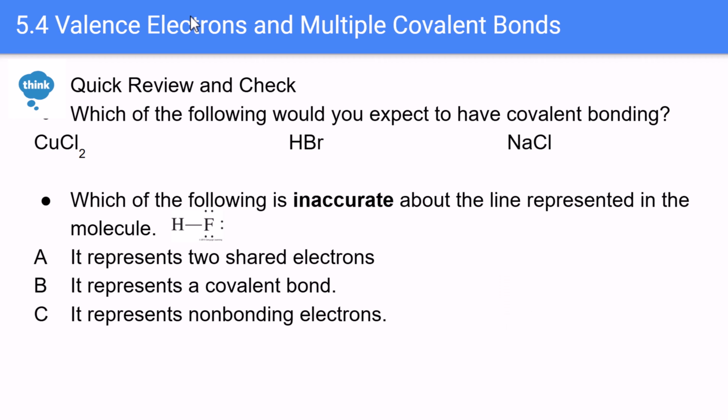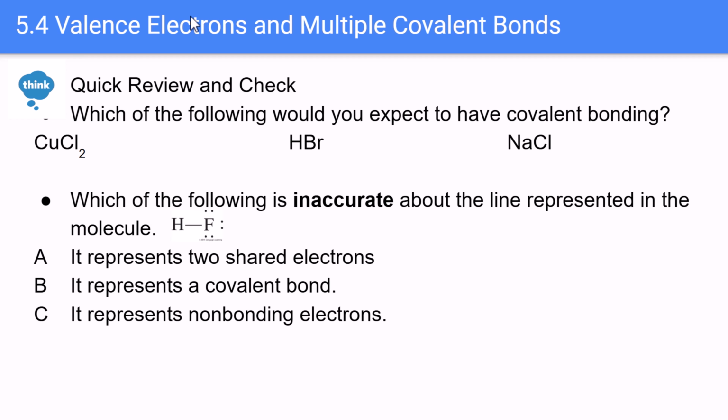All right, so looking at the first question here, it says, which of the following would you expect to have covalent bonding? Remember that covalent bonding exists between 2 nonmetals. So I would expect HBr to be what is covalently bonded here. And then it also asks which of the following is inaccurate about the line represented. And the first statement there says it represents 2 shared electrons. Well, remember, lines in between atoms represent 2 electrons that are shared between them, which also represents covalent bonds. So A and B are accurate. Representing non-bonding electrons, well, those would be the dots that are on the outside. The line does not represent non-bonding electrons. It represents bonded electrons.